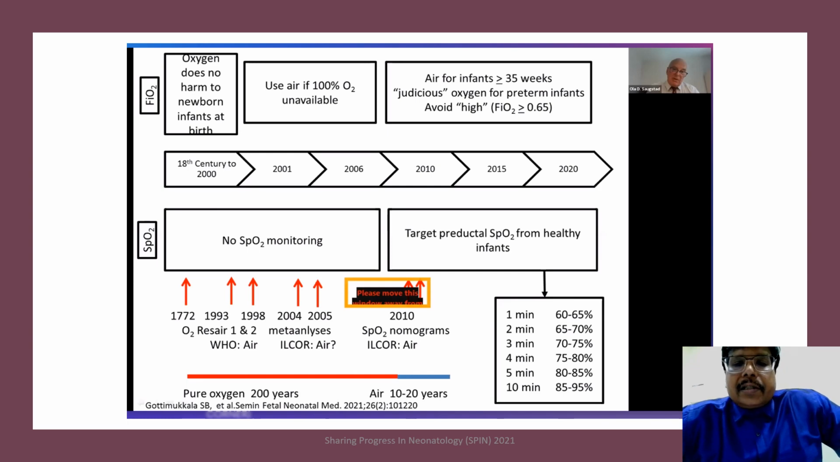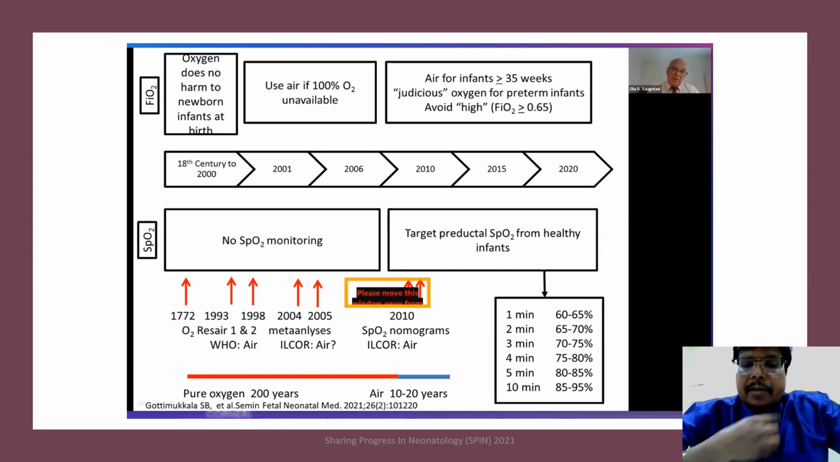You should always understand and act only upon the saturation targets as mentioned herein. Only if the saturation recorded is less than this target range are you supposed to use oxygen. That is called judicious use of oxygen. I said at any cost avoid the high FiO2. High FiO2 is defined as more than 65% oxygen.